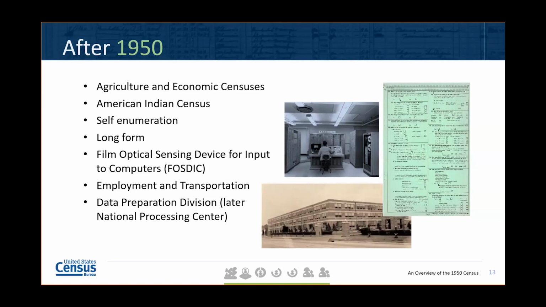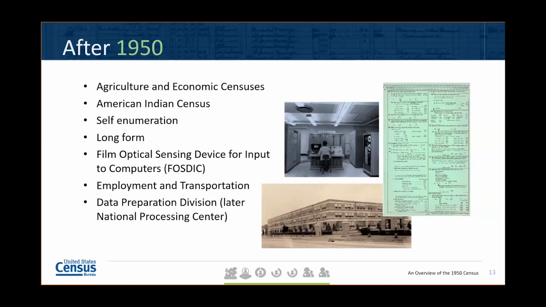We also have the development of the FOSDIC, which sped up tabulation considerably. And anyone who has taken a standard test where you have to fill in the bubbles, which was then read through optical sensing, that was the beginning of us using that technology. We finally added questions about employment and transportation.